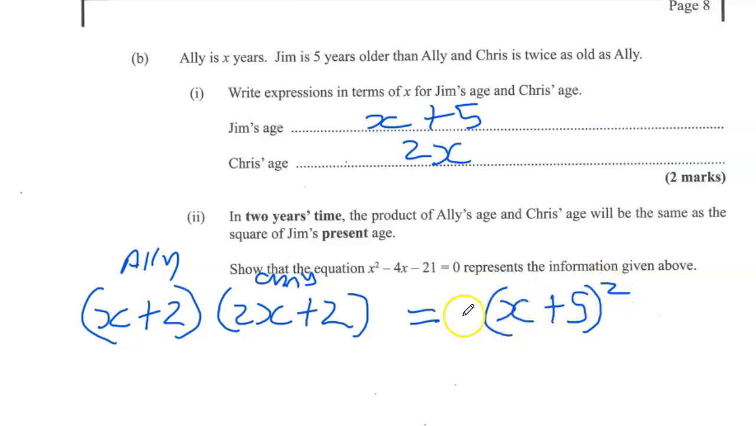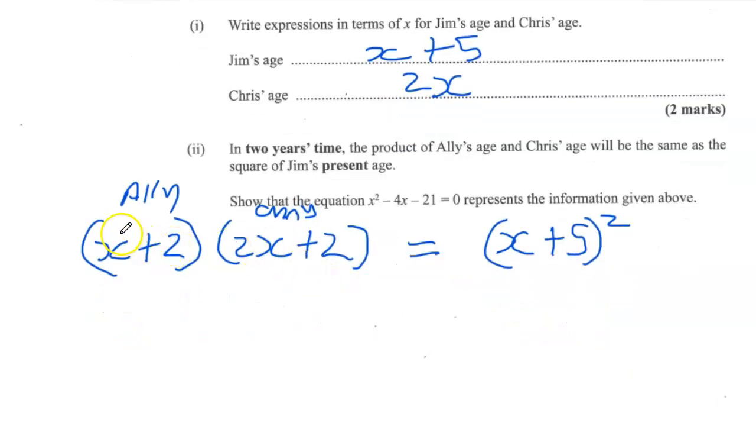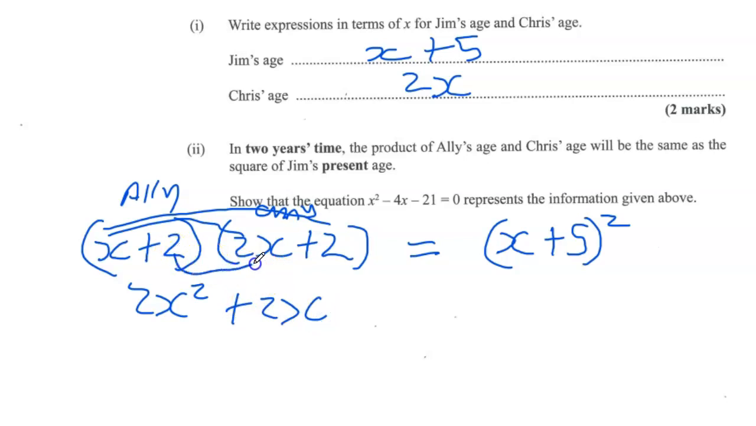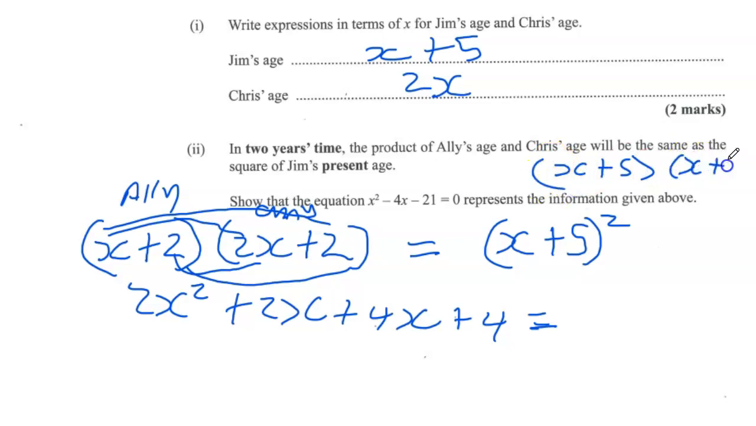Let's expand and see what we get. x times 2x, that's 2x squared. x times 2, that's 2x. Then 2 times 2x, that's 4x. And 2 times 2, that's positive 4. On the right, this is x plus 5 times itself, x plus 5 times x plus 5, which works out to be x squared plus 10x plus 25.